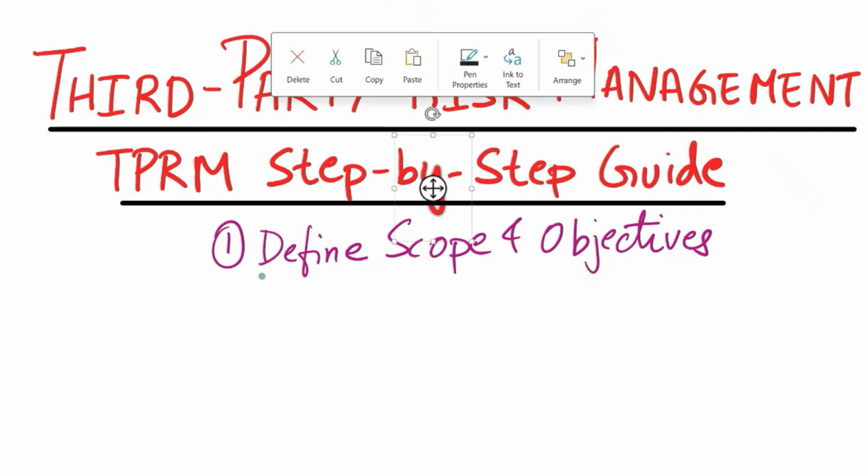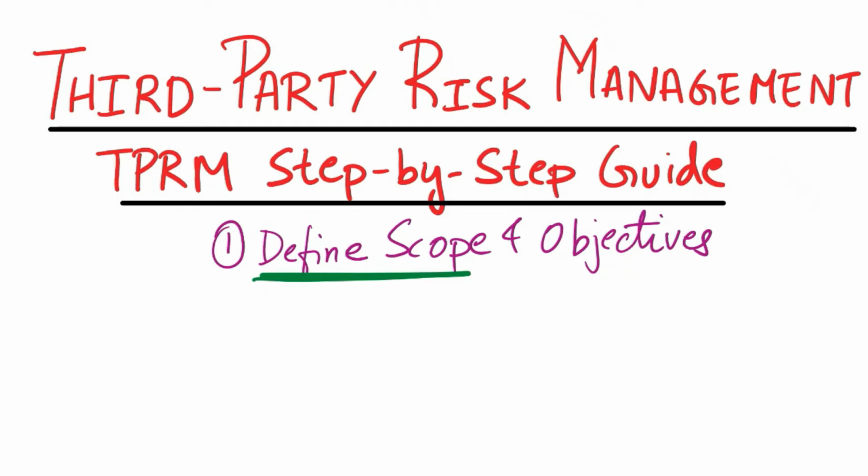First, let's talk about defining scope. Scope in TPRM refers to the boundaries and limits of the third-party risk assessment initiative. It outlines what the program will include and the specific areas or elements it will focus on. Defining the scope is crucial to ensure that the TPRM efforts are targeted, relevant, and aligned with organizational goals. Let's see some of the key components of defining scope in TPRM.